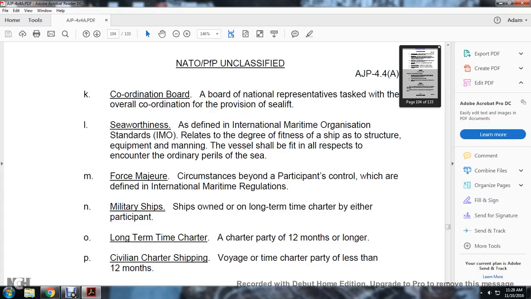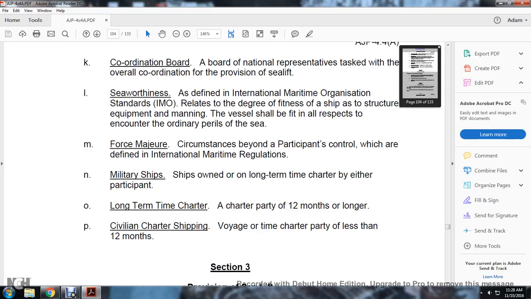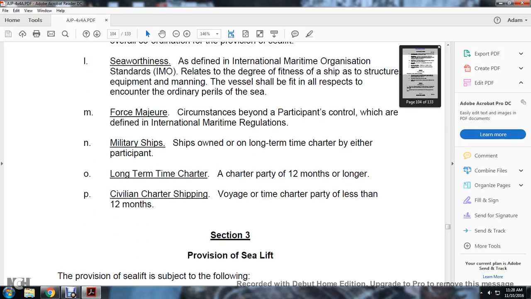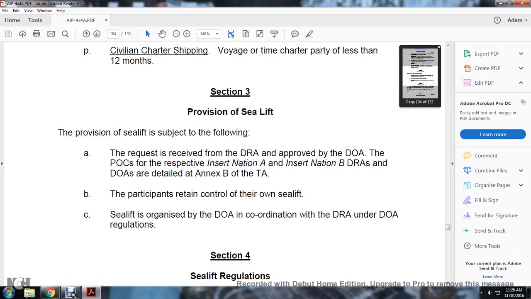Seaworthiness is defined with the International Maritime Organization standards related to the degree of the ship's structure, equipment, and manning. Vessels should be fit to encounter the ordinary perils of the sea, force majeure circumstances between the participation control, which are defined with the International Maritime Regulations. Military ships owned on a long-term charter, either participation in a long-term charter. The charter party of 12 months or longer, the civilian charter shipping, the voyage or time charter party of less than 12 months.